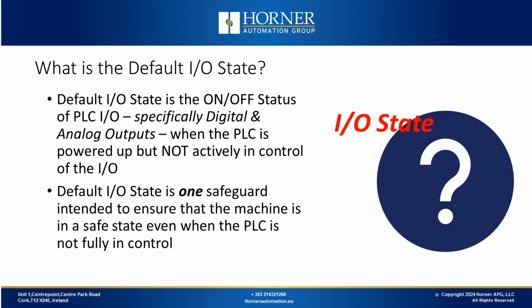First, we will define the default I/O state. The default I/O state is the on-off status of PLC I/O, specifically the digital and analog outputs, when the PLC is powered up but not actively in control of the I/O. The default I/O state feature is one of many safeguards intended to ensure that the machine is in a safe state even when the PLC is not fully in control.